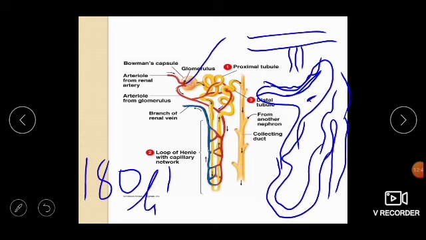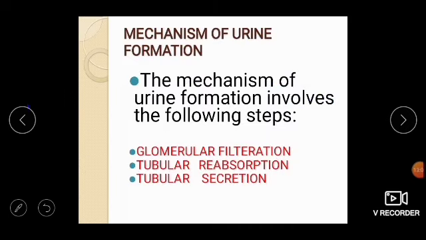We call it tubular reabsorption. And then finally, some substances are also secreted out from the collecting duct and the tubules. We call it tubular secretion. We'll see the formation of urine in our next slide.